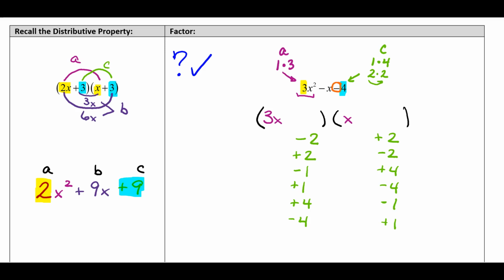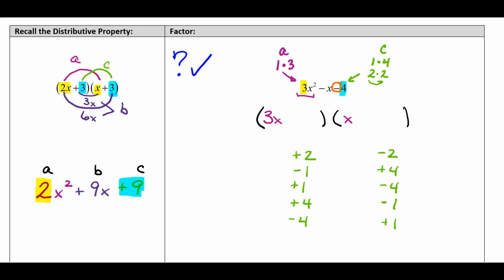So I'm going to start with my negative 2's. If I bring this negative 2 right here, and this positive 2 right here, so I'm trying that possibility, and I check it, that would give me negative 2x and positive 6x. That equals positive 4x. I need negative 1x. So that pair doesn't work. This is when you need to have a really good eraser on hand. So we're going to erase that. That wasn't a possibility, so now I'm going to try again.